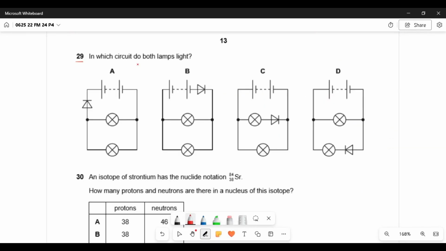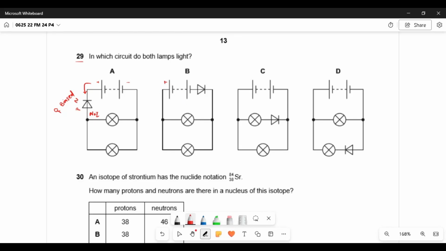Which circuit do both lamps light? Let us start with lamp A. This is the positive terminal, this is the negative terminal. Conventional current starts from the positive terminal toward the negative terminal. But when you see this is a semiconductor diode, this is P type and this is N type. So positive attached to N type means this is reverse bias. In reverse bias condition the diode doesn't work, so there is no current flow here. When there is no current, none of the lamps light up.